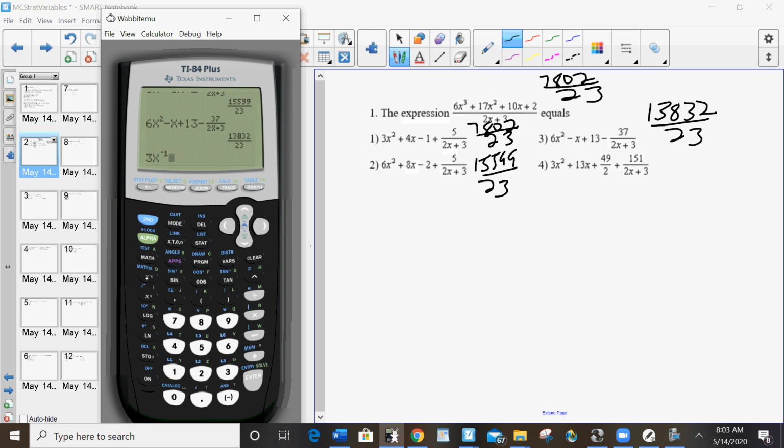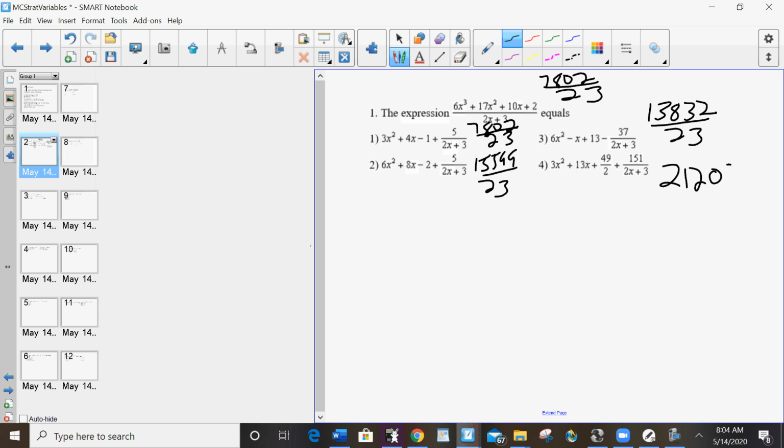And finally, 3x squared, whoops, 3x squared plus 13x plus alpha y equals enter 49 over 2 plus alpha y equals enter 151 over 2x plus 3. 21,209 over 46. Which one is equivalent? Choice 1.